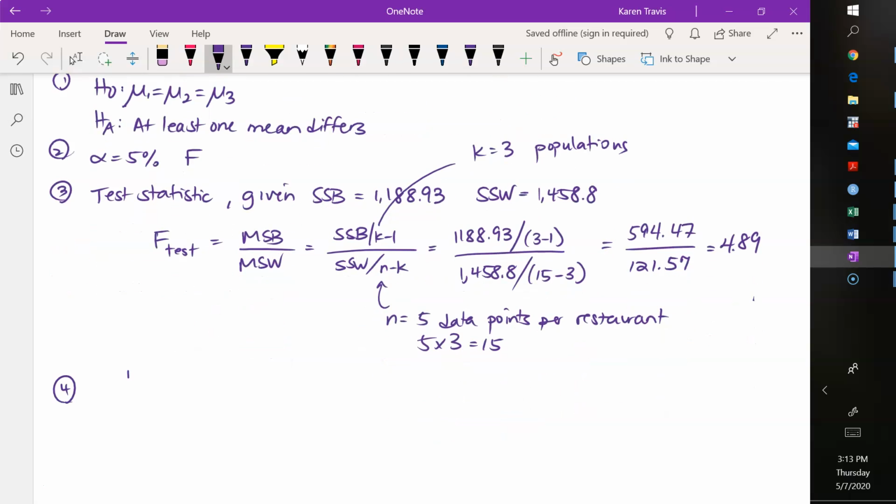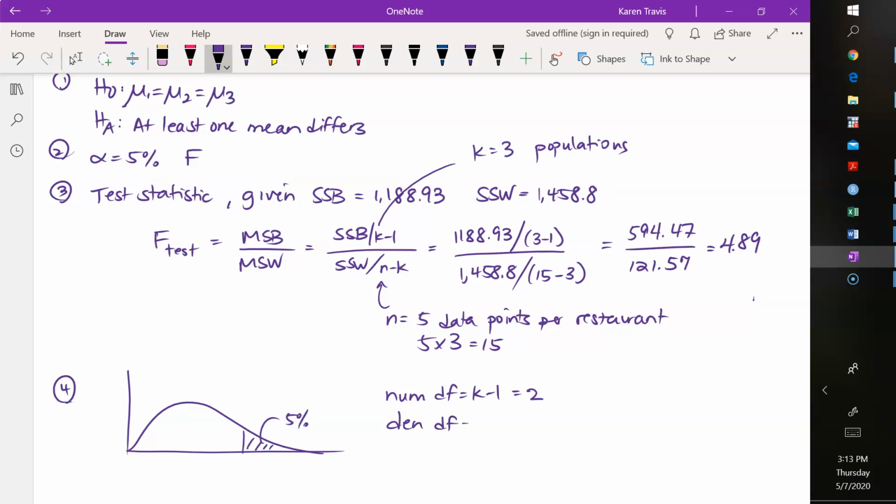Our F critical value for 5% tail on the right, we need numerator degrees of freedom of K minus 1, which is 2, and denominator degrees of freedom of N minus K, which is the 15 minus 3, and that turns out to be 12. So our F critical will be 3.89, which will start our rejection region.